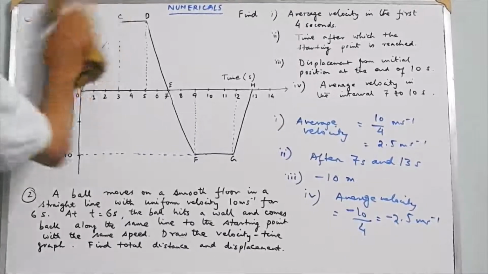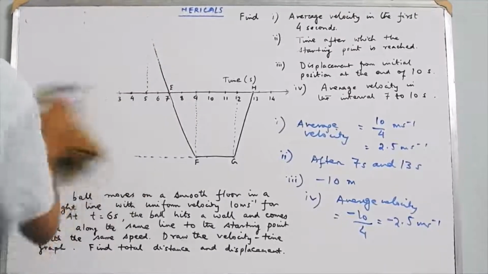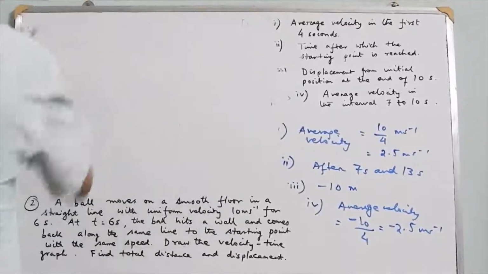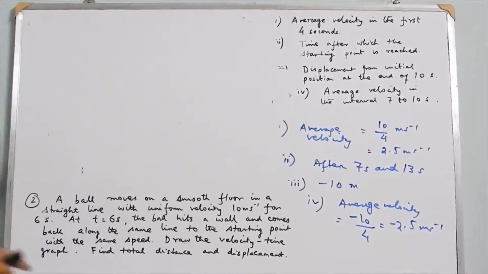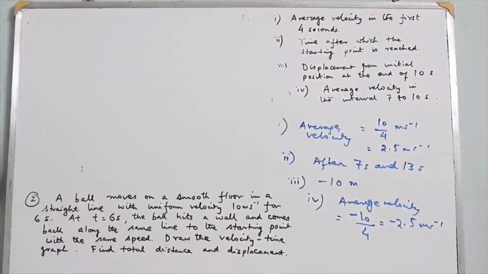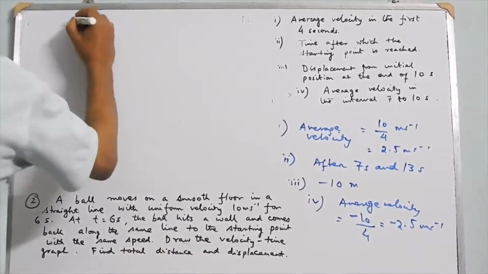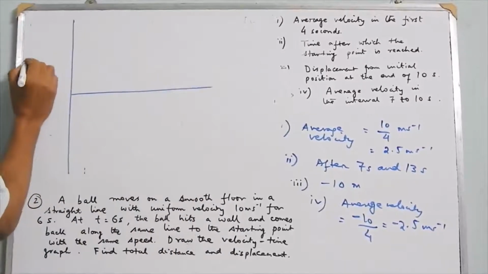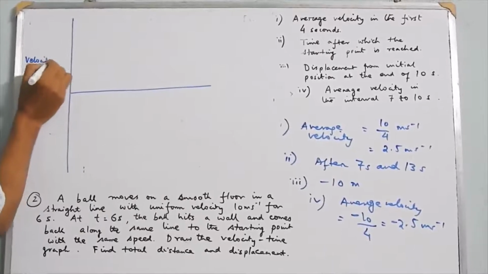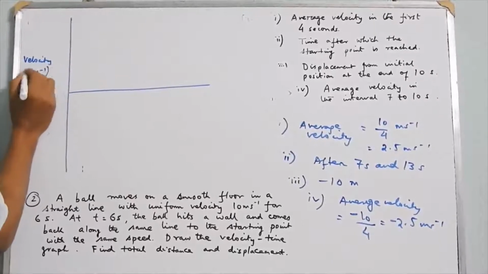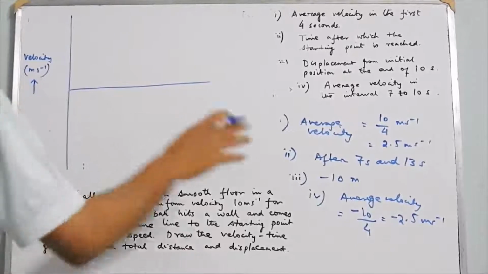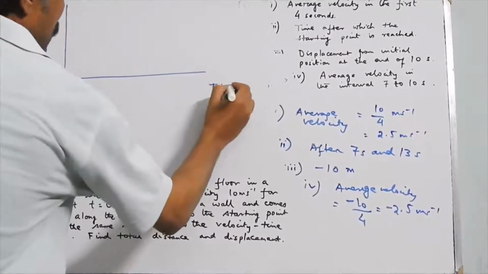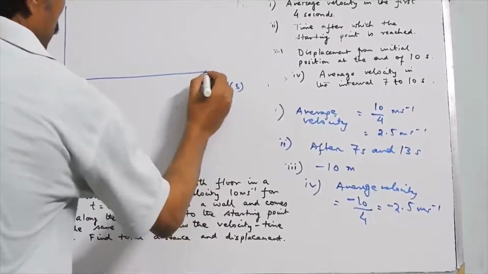So let me try to analyze this. So you have to determine the velocity time graph. So suppose along the y-axis we plot the velocity, suppose in meter per second, and along the x-axis we are plotting the time. Obviously, time in seconds is plotted along the x-axis.